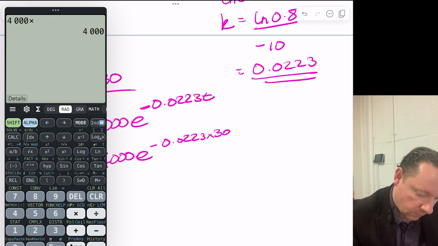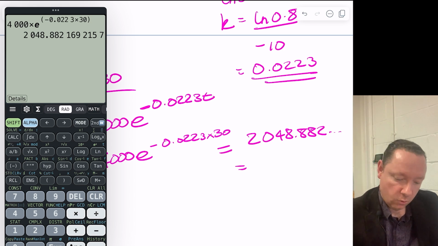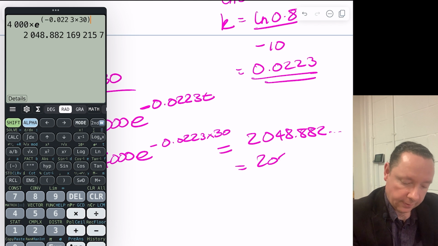4,000 times e to the power of minus 0.0223 times 30 is 2048.882. You can't have 0.882 of a tiger though, so let's just say 2049.